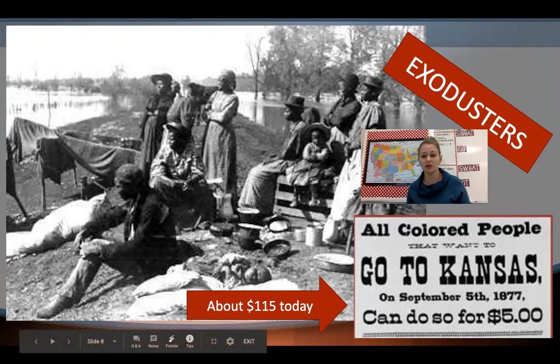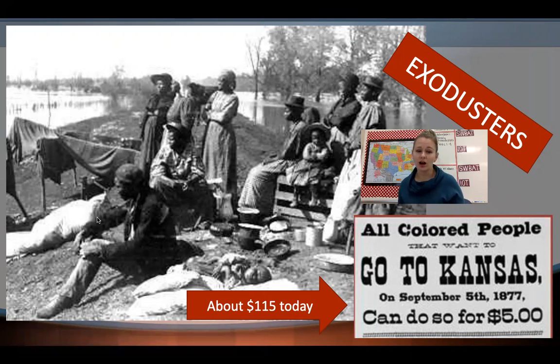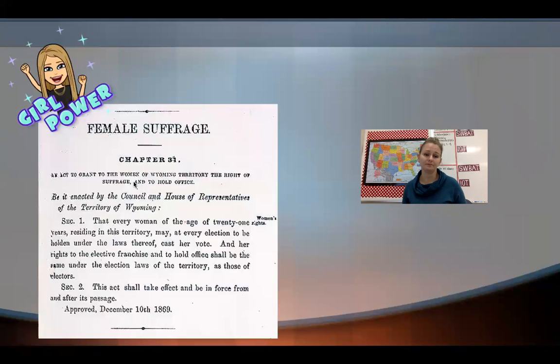So you can see a picture here of some exodusters, a large family moving together. You can see they don't have very much. They obviously don't have a lot of money, but they're trying to go and achieve what is to them the new American dream now that they are free.